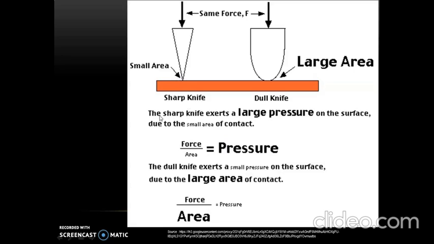Hence we can say that the sharp knife exerts a large pressure on the surface due to the small area of contact. Whereas if we consider a blunt knife, area is more, hence pressure will be less. So we can say that for blunt knife, pressure exerted is small as area is more.